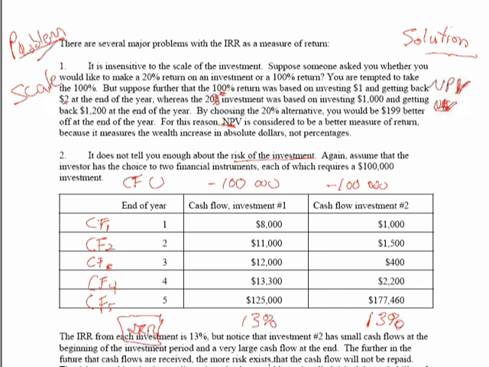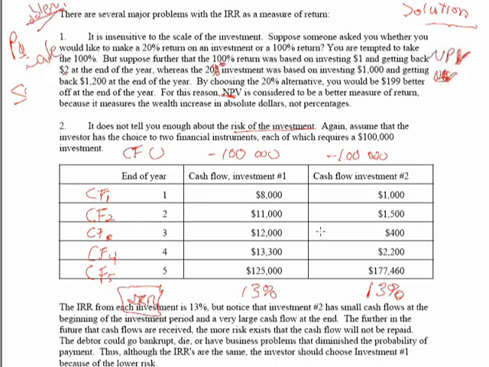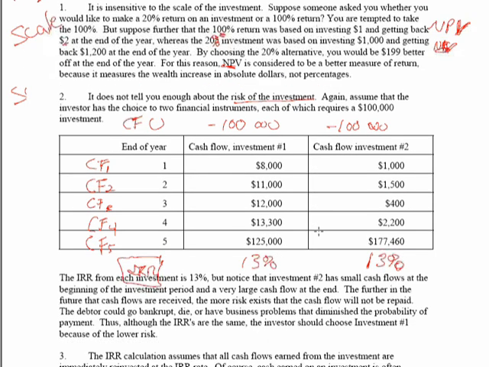So we have two investments. They cost the same amount of money to invest in, and they both achieve a 13% internal rate of return. But if you look carefully at the cash flows, one of these investments appears to be maybe much riskier than the second investment. Which investment would be more risky looking at the cash flows?